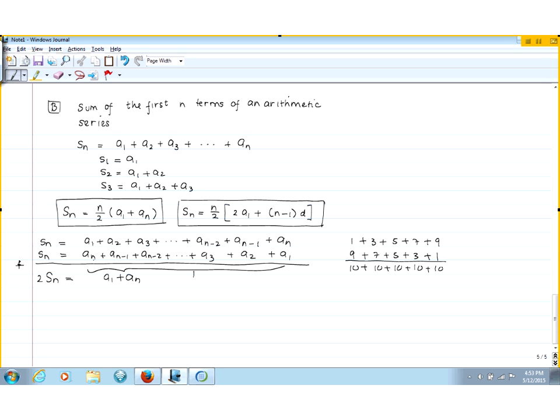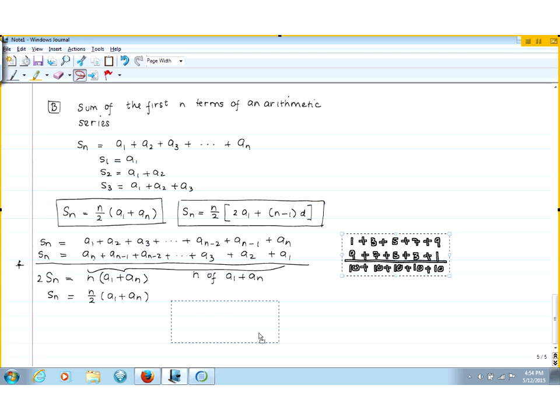Now, how many of them? There are n of them. So n of (a1 plus an). So in this case, I have 2Sn is equal to n times (a1 plus an). So what is Sn? Well, we divide both sides by 2. So Sn is n over 2 times (a1 plus an). Yeah? So that's how we derive this formula for Sn. Okay? Alright. Now, anyway, aside from that, there are some examples.